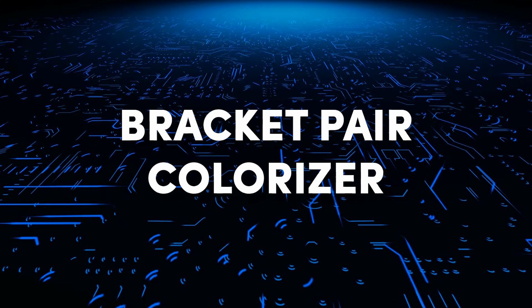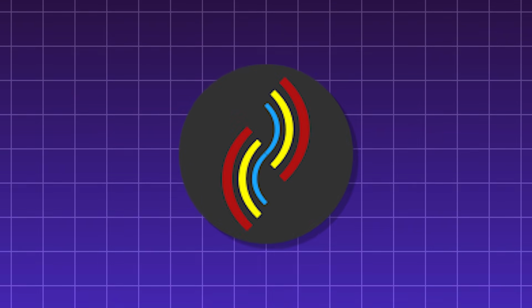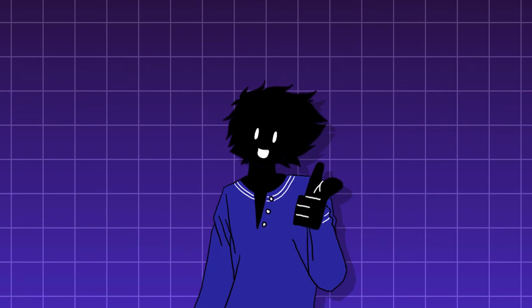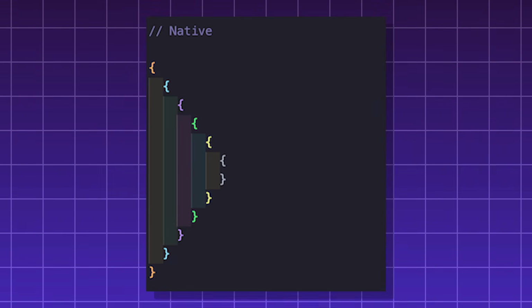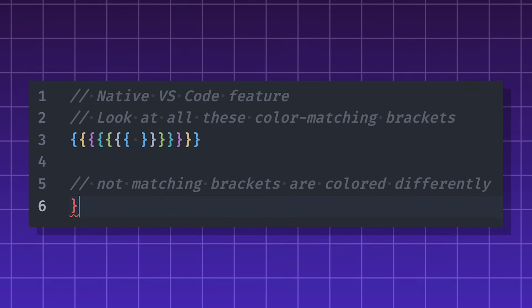Bracket Pair Colorizer. It visually distinguishes matching brackets by giving them unique colors, making nested code much easier to see. It's used with many languages, and you can use rainbow indentation guides, customize the colors, plus it's lightweight and fast.